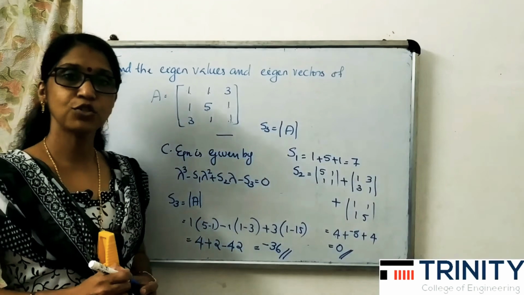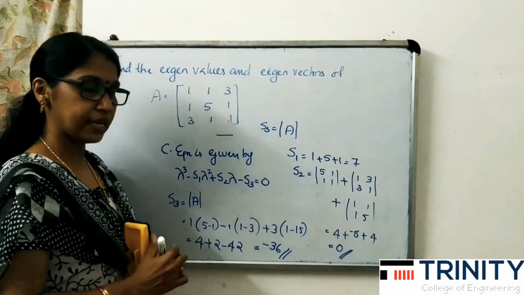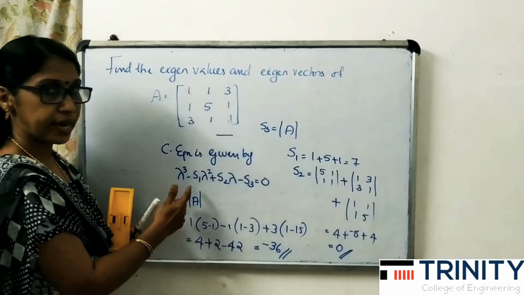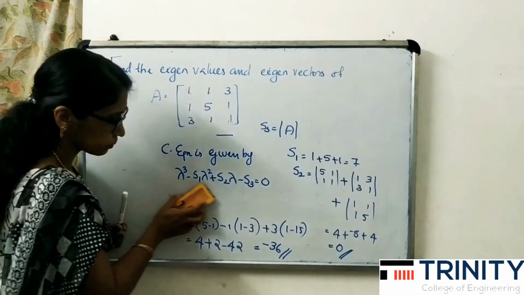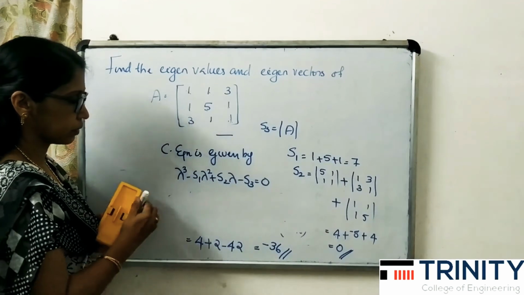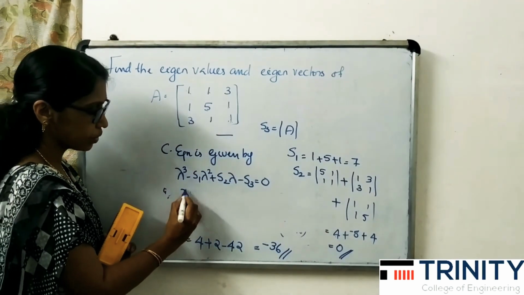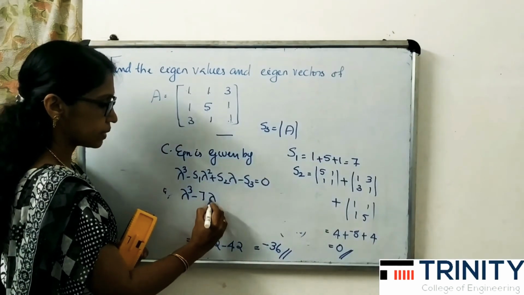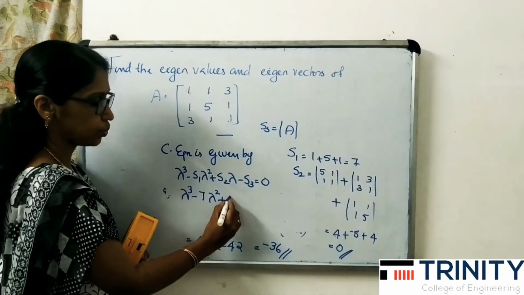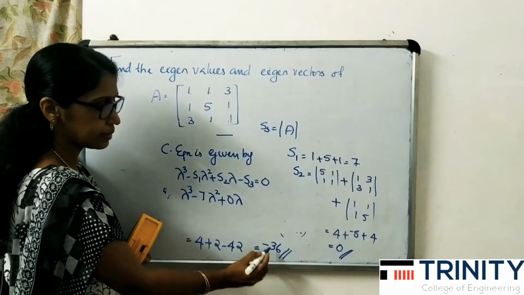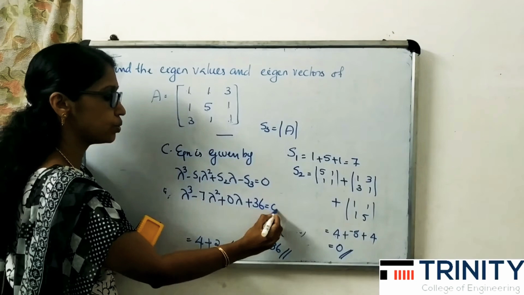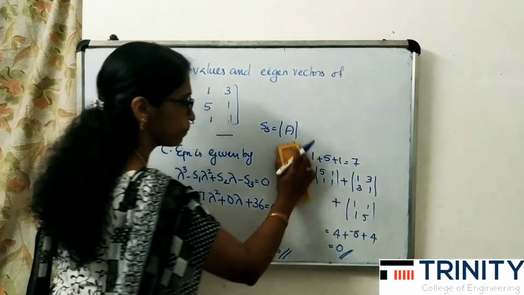Okay, these are the values of S1, S2 and S3. Now I am substituting these values in this equation. So the characteristic equation is lambda cube minus 7 lambda square plus 0 lambda minus S3. Minus of minus 36, that is plus 36, is equal to 0.